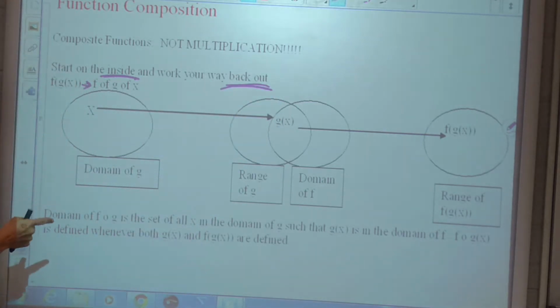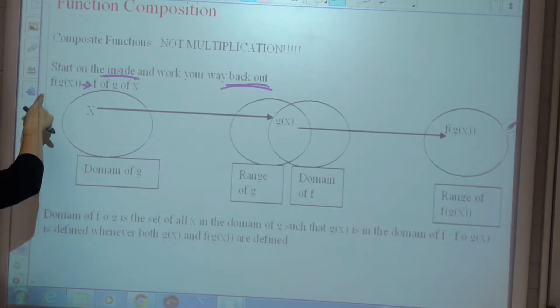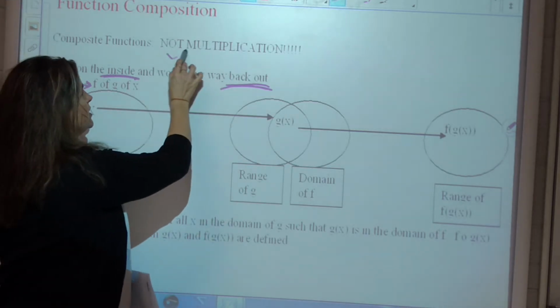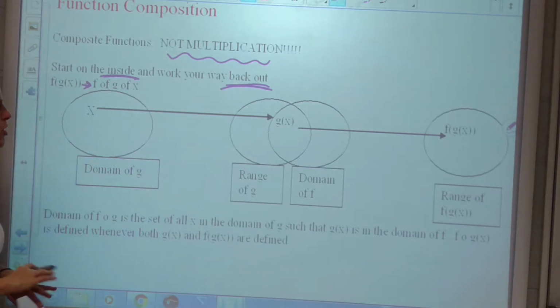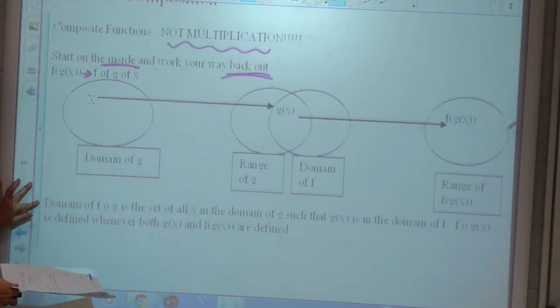We also pointed out in yesterday's video, when you see parentheses like that, this is not multiplication. No multiplication. You have to have a solid dot before you're talking about multiplication.